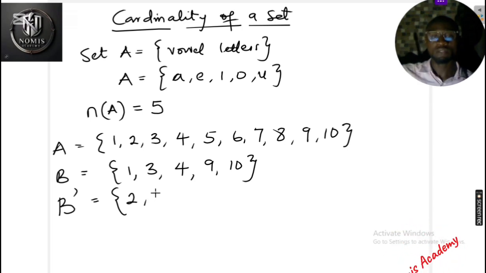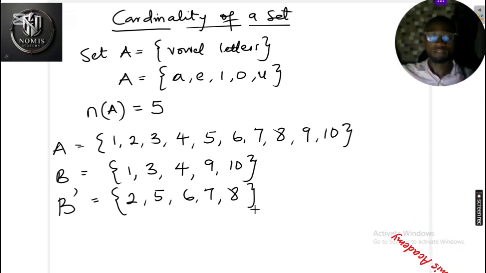So the next one will be 5, the next one will be 6, the next one will be 7, the next one will be 8. So this is B complement. Remember, B complement is to list out the elements in the universal set that are not in set B. That is B complement.